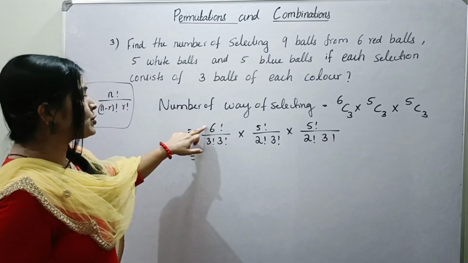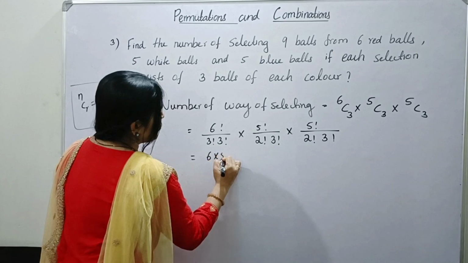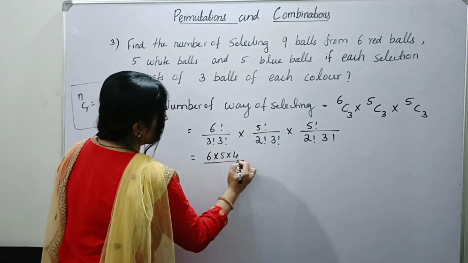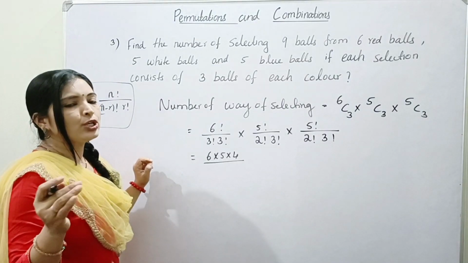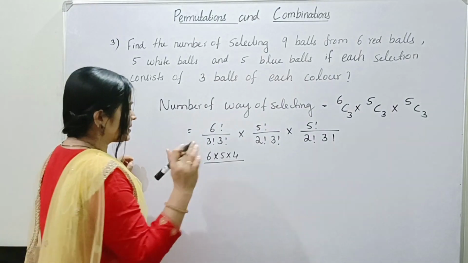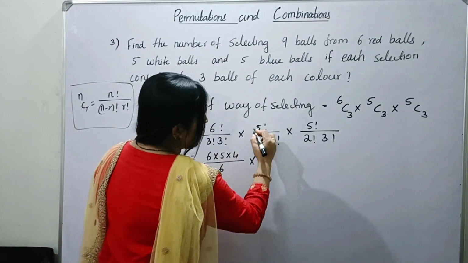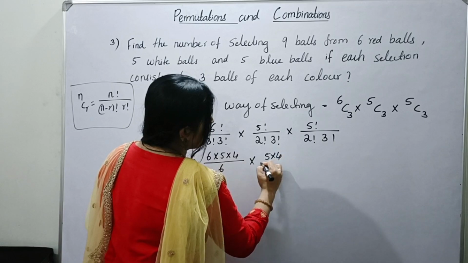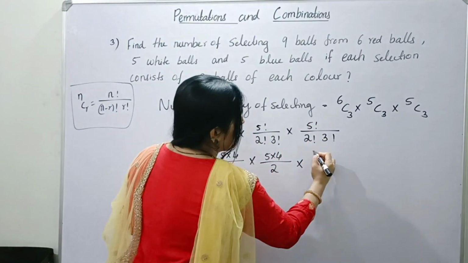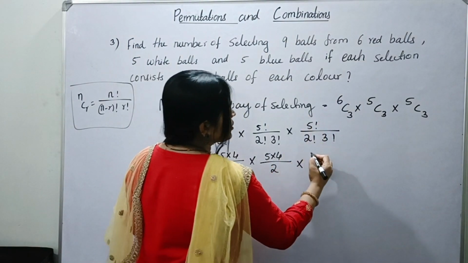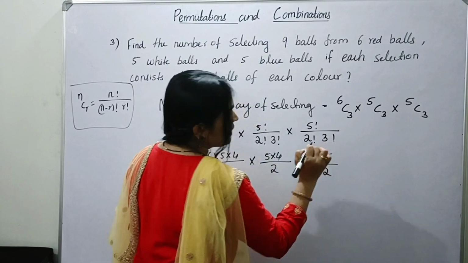So here up to 3 factorial it will cancel. So it will be 6 into 5 into 4 divided by 3 factorial, which is nothing but 3 into 2 into 1. So 3 into 2 is 6, 6 into 1, 6 itself. So 6 into, here 3 factorial cancelled. So 5 into 4 divided by 2 factorial, which is 2 itself, into 5 factorial, 3 factorial cancelled. So 4 into 5, divided by 2 factorial is 2.